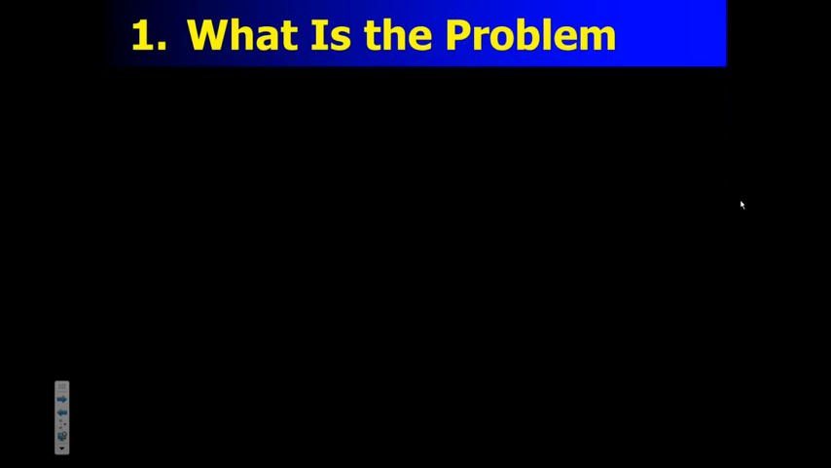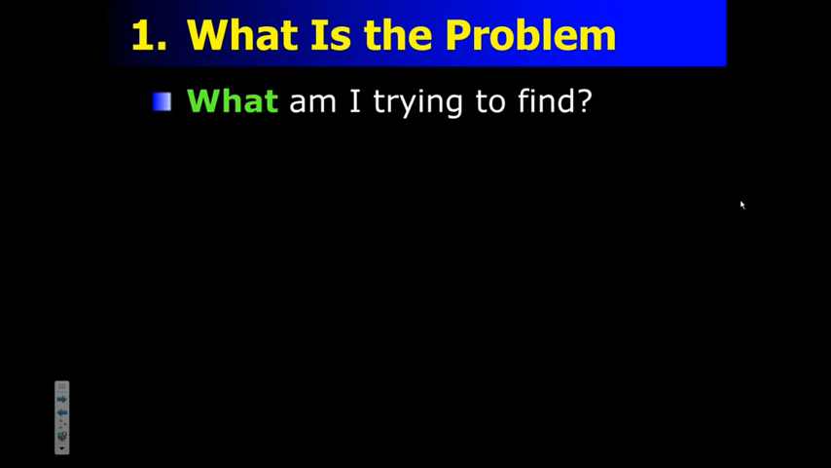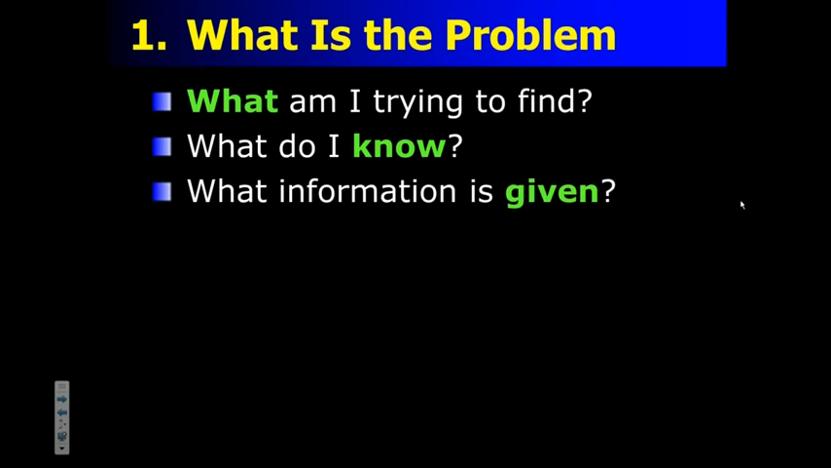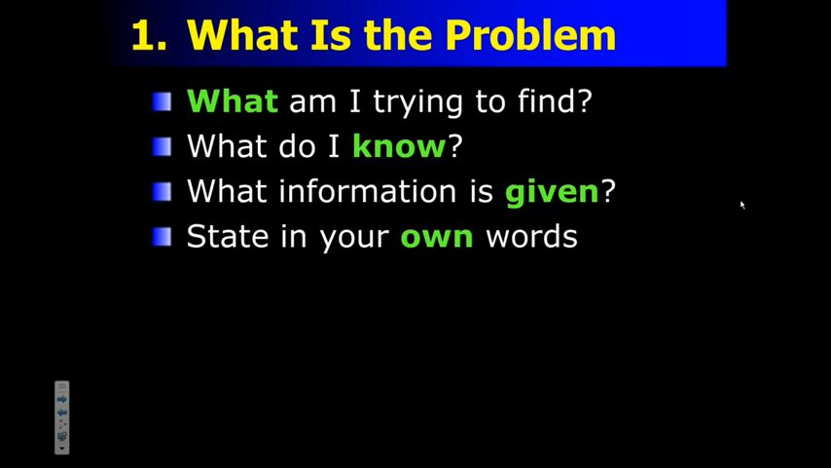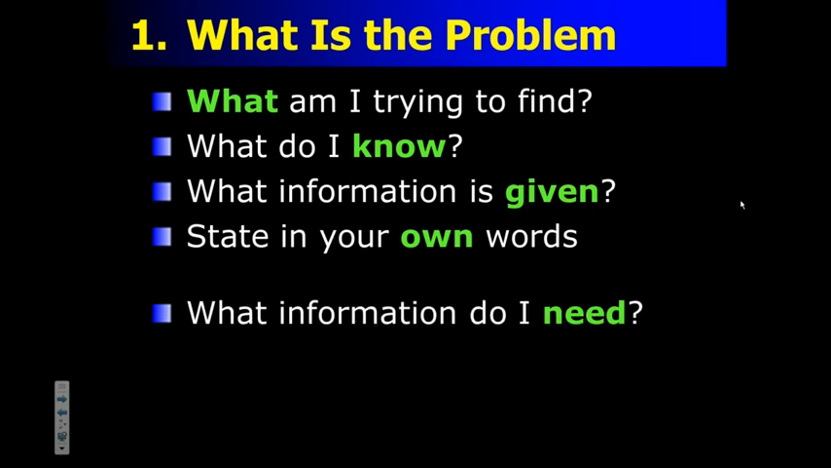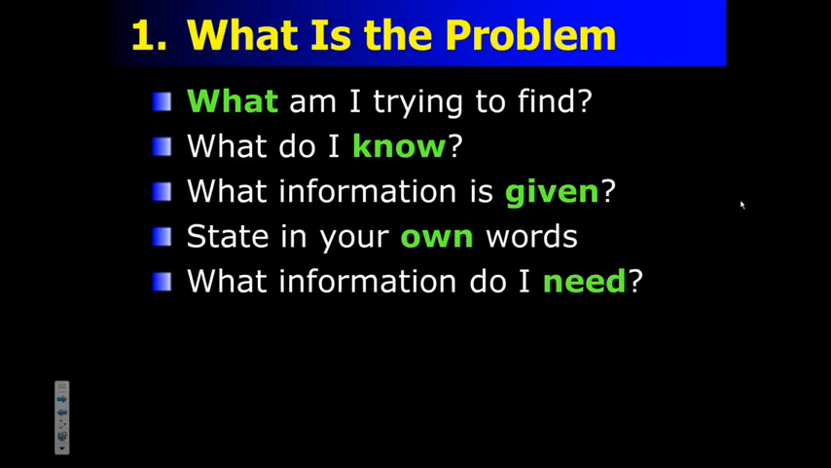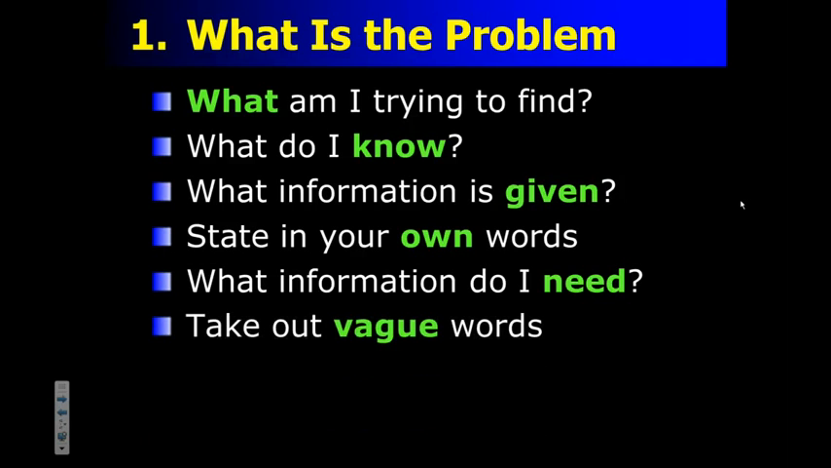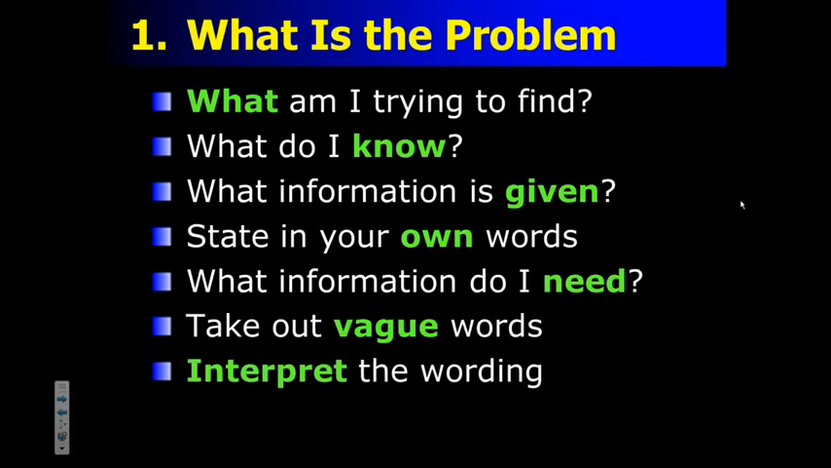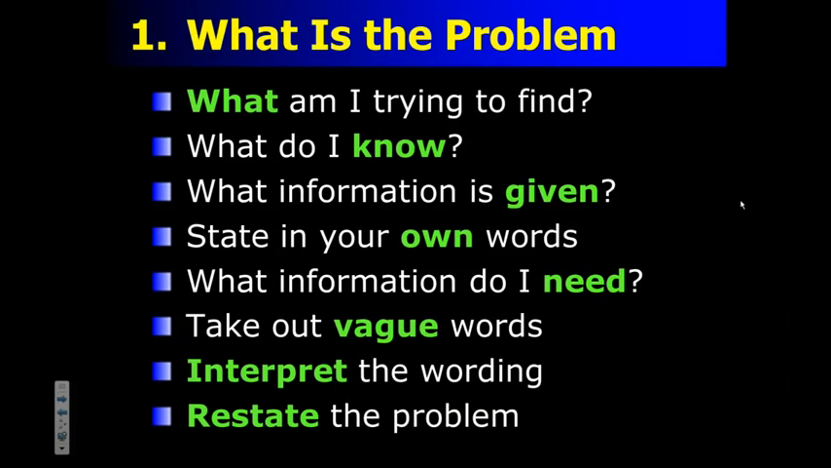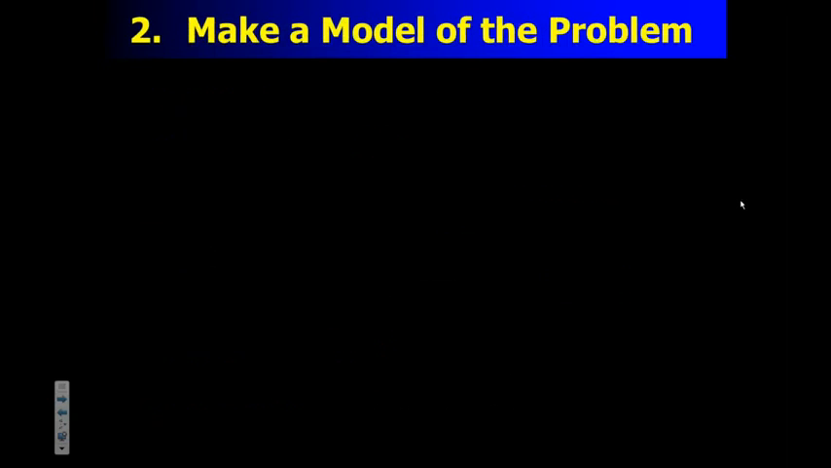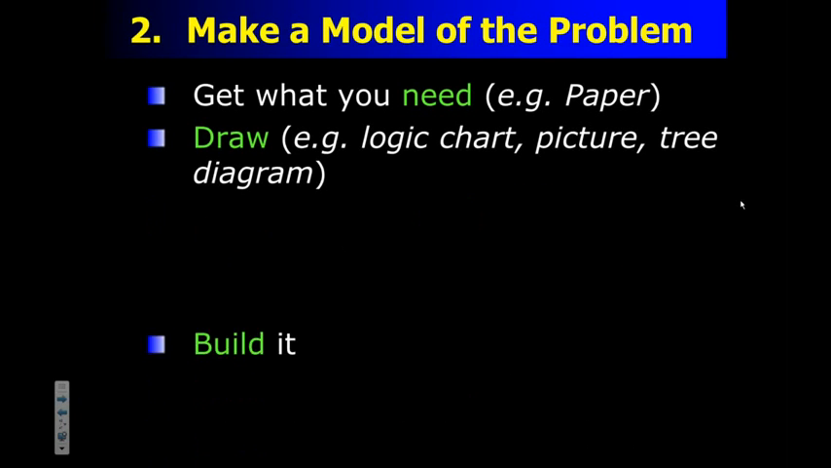Okay, so let's wrap it up. When you go through the 5 steps and you start at step 1, what is the problem? You're determining what you're trying to find. What do you know? What are you given in terms of information? You might want to restate it to make it more clear. What information is not given that you need to add in there? Maybe clear up anything that's vague and interpret the way it's worded. Basically in step 1, get the problem to a state where you have a definite path for solution in front of you. Then you go to step 2 and you get a model together.